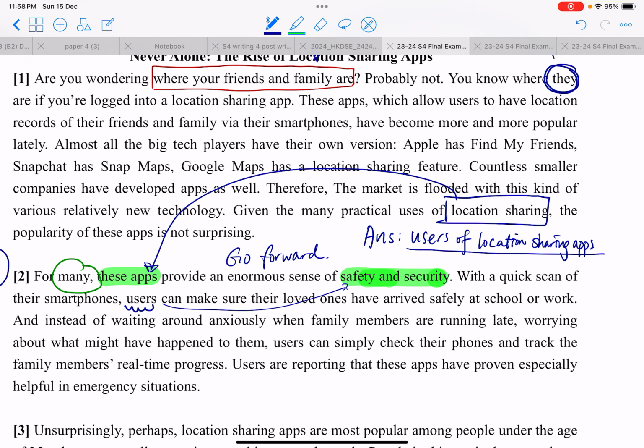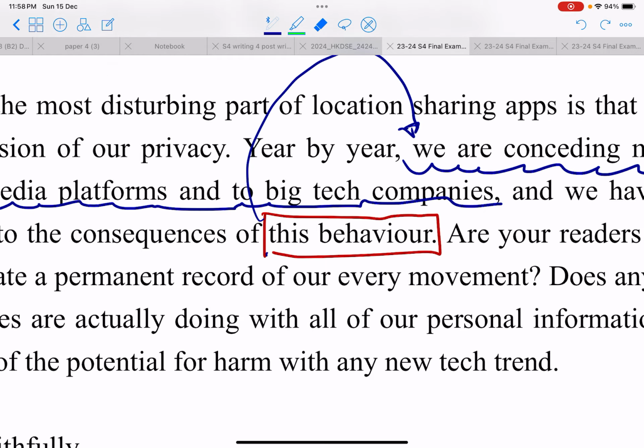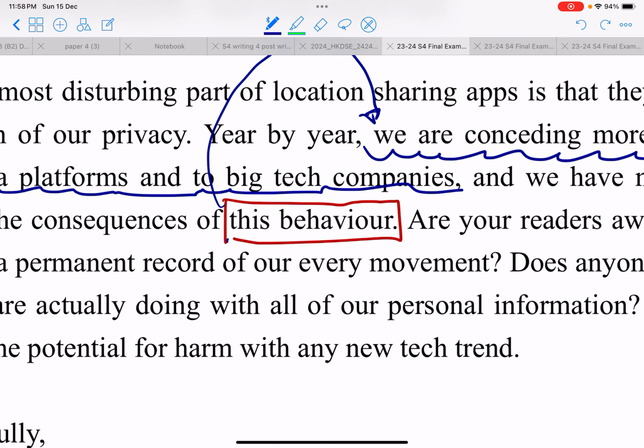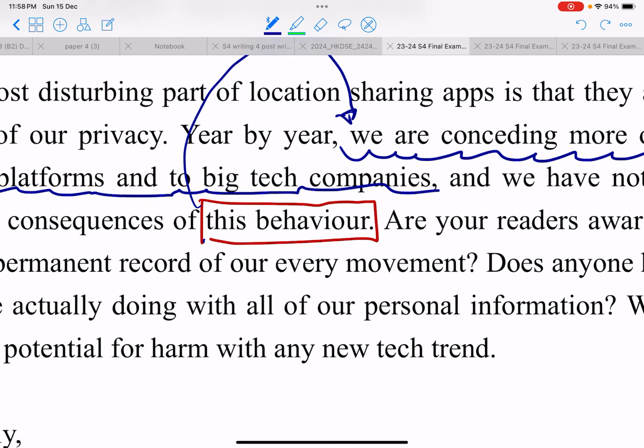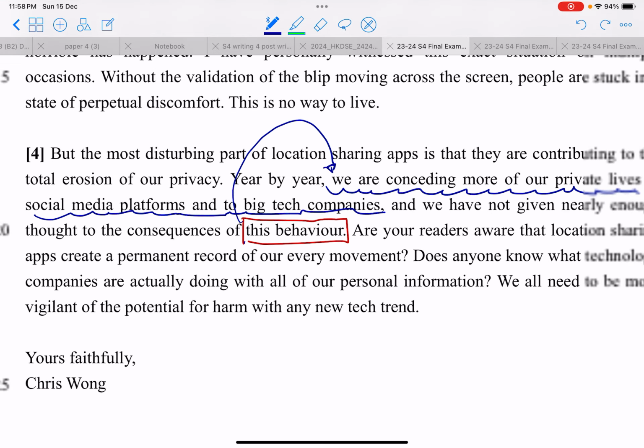Okay? Another type of challenging question that is also quite common is when we see "this behavior" in line 20. Sometimes we may see this kind of nouns or pronouns which may be referring to an action. So sometimes we make mistakes because we're not able to get the correct answers. So "this behavior", as I pointed to you already, refers to "we are considering more of our private lives". However, if you directly copy the whole sentence from the passage, it would be wrong.